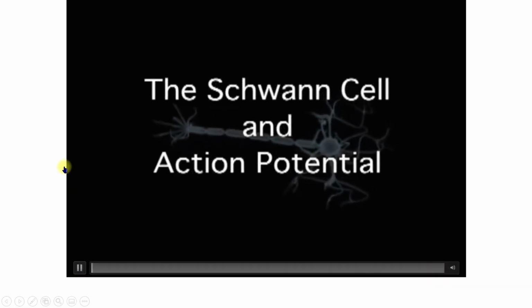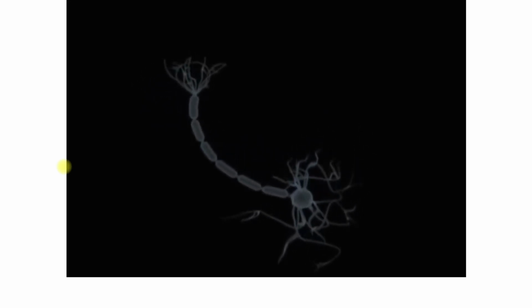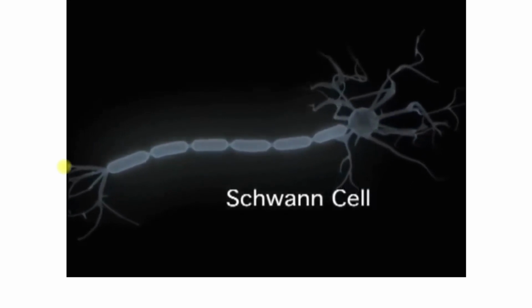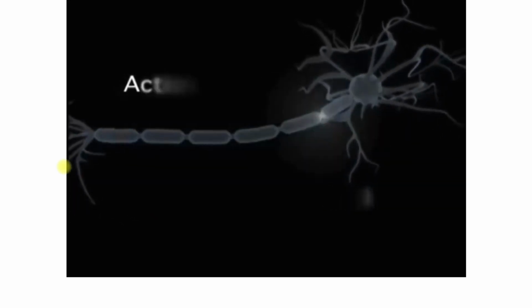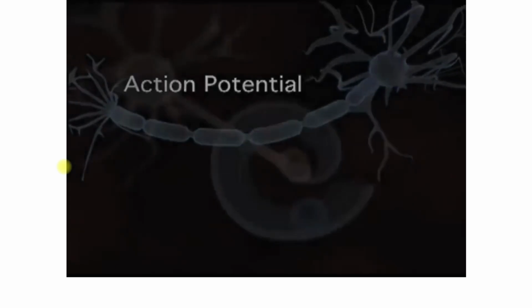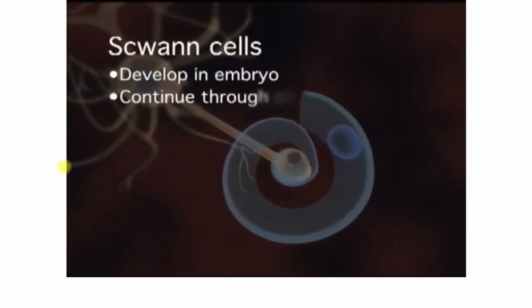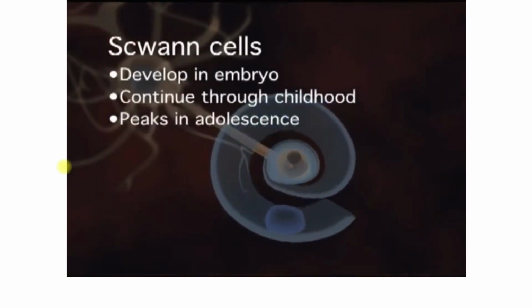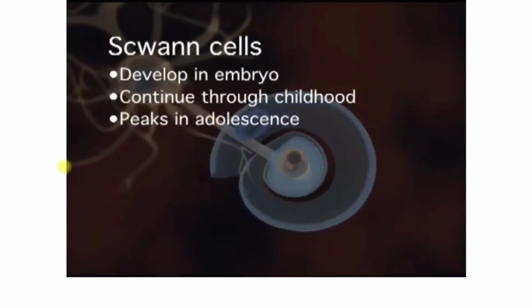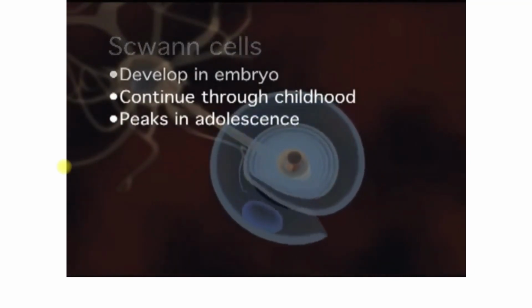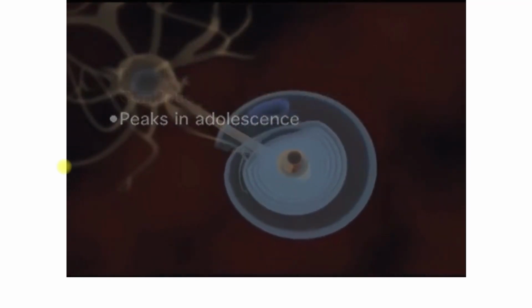What you will see and hear in this presentation is the development of myelin in the peripheral nervous system and the propagation of the action potential along a myelinated axon. This multimedia presentation will be most helpful if you already have a good understanding of the Schwann cell and the electrochemical process of the neuron, called the action potential. The Schwann cell forms a protective covering around the axon. Schwann cells start to develop in the embryo and continue to increase the wrapping around the axon through childhood. This development increases the thickness of the wrappings, which peaks in adolescence. This is why teenagers have such quick responses.